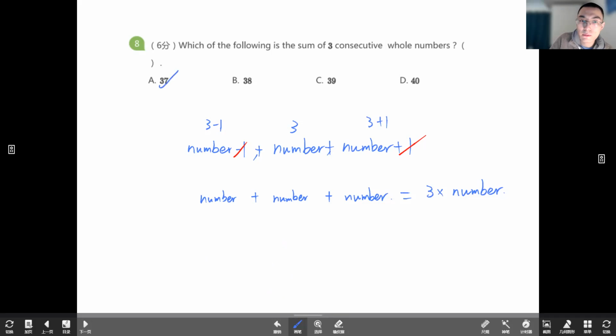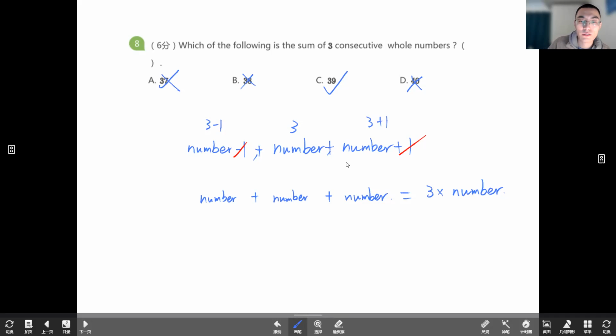So is 37 divisible by 3? It is not. Is 38 divisible by 3? It is not. Is 39 divisible by 3? It is. Is 40 divisible by 3? It is not. Okay, so the answer is C. That's the correct answer.